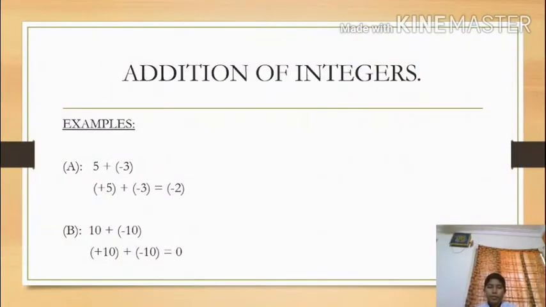There are 2 examples here. Positive 5 added to negative 3, the result is negative 2. If we add positive 10 to negative 10, the result is 0.